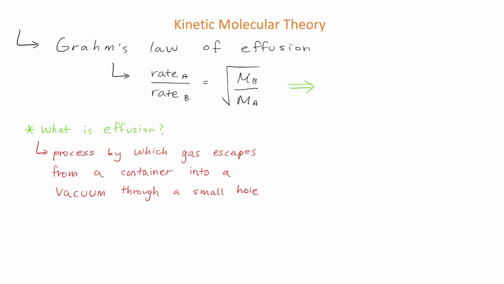And now that we understand effusion, let's take a look at Graham's law of effusion. This equation was derived from the kinetic molecular theory, and it's used to compare the rates of effusion for two types of gases. So we would have gas A and gas B. Gas A would have its own rate of effusion, and it would have its own molecular weight. Gas B would have its own rate of effusion, and it would have its own molecular weight. And that molecular weight can be in grams per mole. And now let's jump right into a question to practice using this equation.